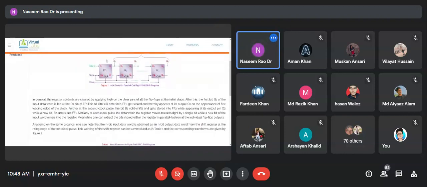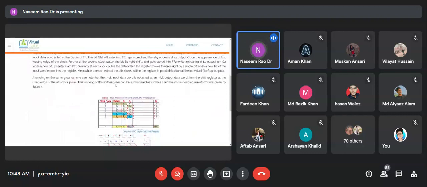The output of the first flip-flop is connected to the input of the second flip-flop, the output of the second flip-flop goes to the input D3, and in this manner we have connected them all. In the same way, the n-bit input data is obtained. So you can see the data movement in this shift register.